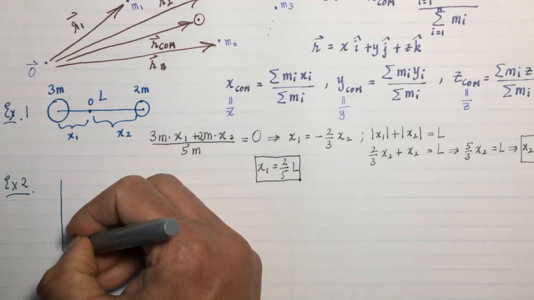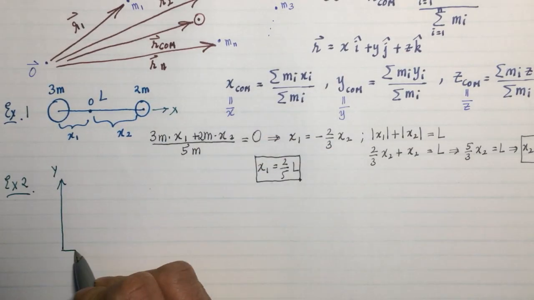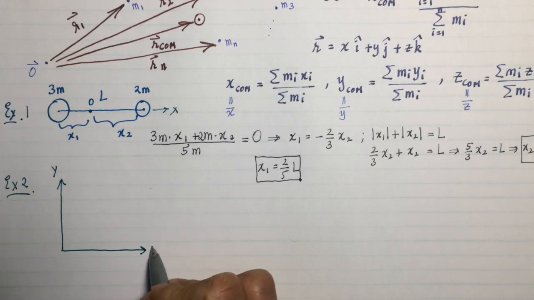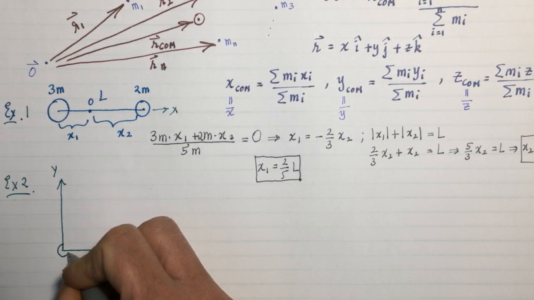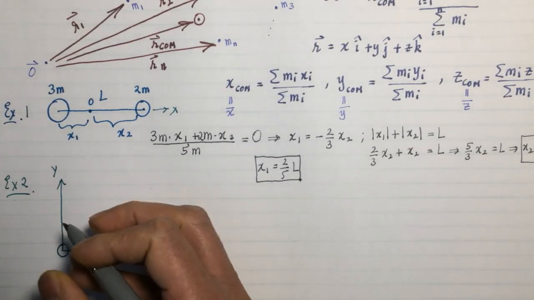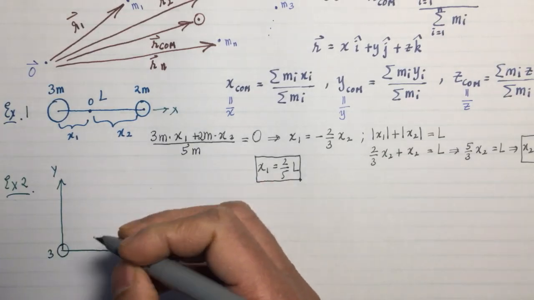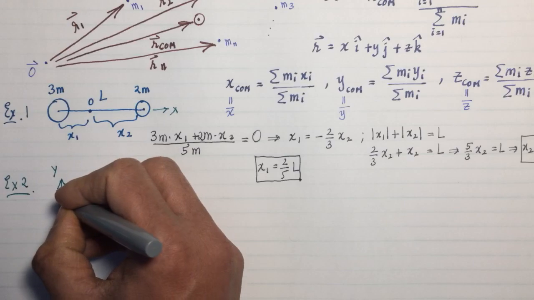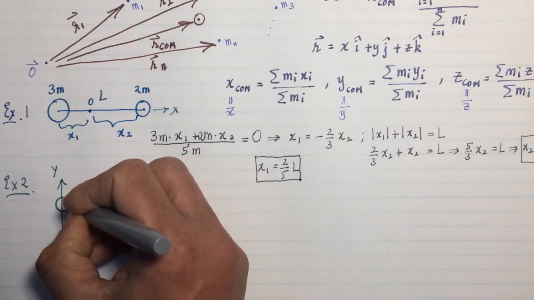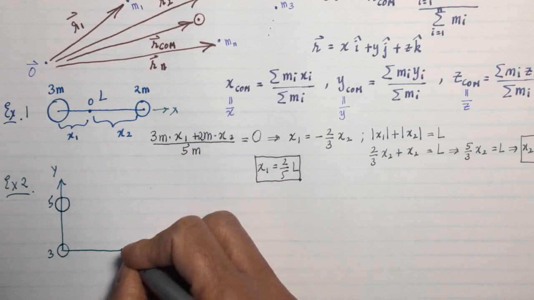I have the y-axis and the x-axis, and let's suppose I keep a mass here. Let's suppose I keep 3 coins, like 3 quarters, 25-cent coins, and here I keep 5 quarters. If the mass is bigger, I'll start drawing bigger circles. And here I keep 2 quarters.